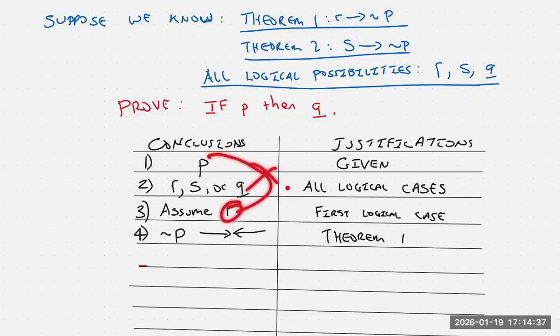Because R led to a contradiction. The thing is a real number. R took place, it's not a real number. Contradiction. So we'll go to the next logical case, which is therefore going to be, what was it, S? So we assume S instead.